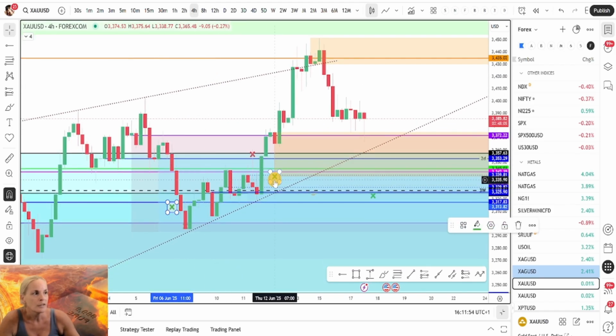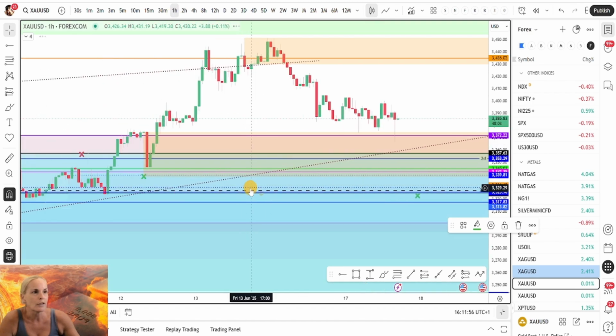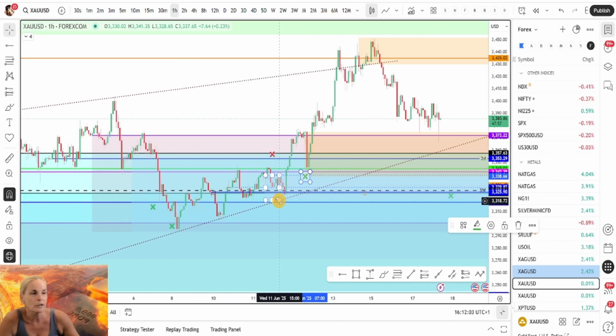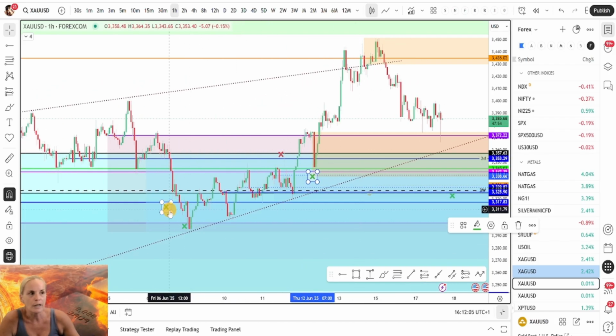But something like this, you want to be looking at the lower time frames. Is this giving you an entry on a lower time frame? In this case, maybe this was too fast. That short was certainly too fast. But you're looking at the lower time frames.